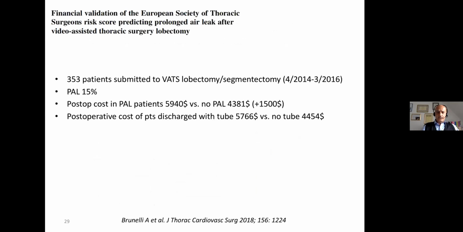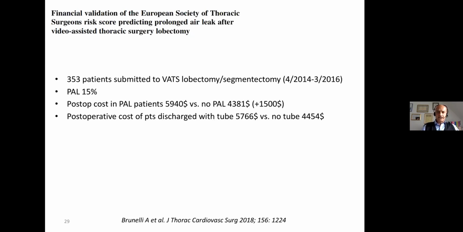And we further validated this score in our population in Leeds on 350 patients submitted to VATS lobectomy or segmentectomy over 2 years, with a prolonged air leak incidence of 15%. You see, patients with prolonged air leak have increased cost, as well as those patients discharged home with a tube. So if we think that discharging home a patient with a tube cuts cost or saves money, this is not always the case.